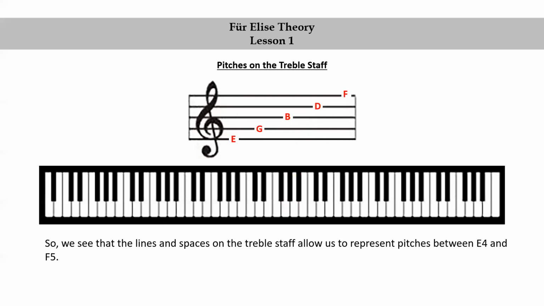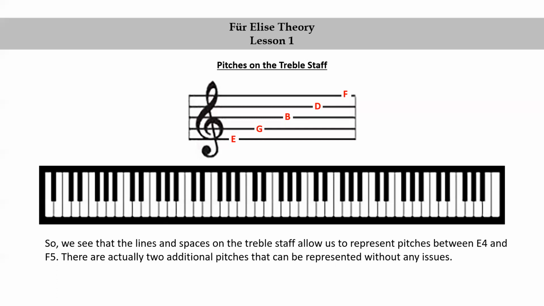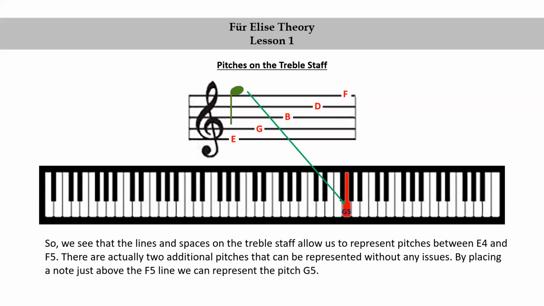So we see that the lines and spaces on the treble staff allow us to represent pitches between E4 and F5. There are actually two additional pitches that can be represented without any issues. By placing a note just above the F5 line, we can represent the pitch G5. Okay, here we see a G5 and the note that it corresponds to on the piano keyboard.